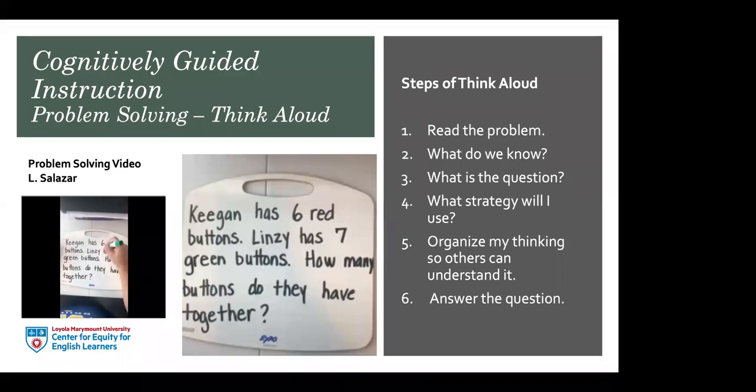So Keegan has 6. You're going to draw a picture of 6 buttons that are red for Keegan, 6 red. And then Lindsay has 7 that are green. You will draw 7 green ones for Lindsay. And then you have to tell me the answer. How many do they have all together? Okay, waiting for those pictures.